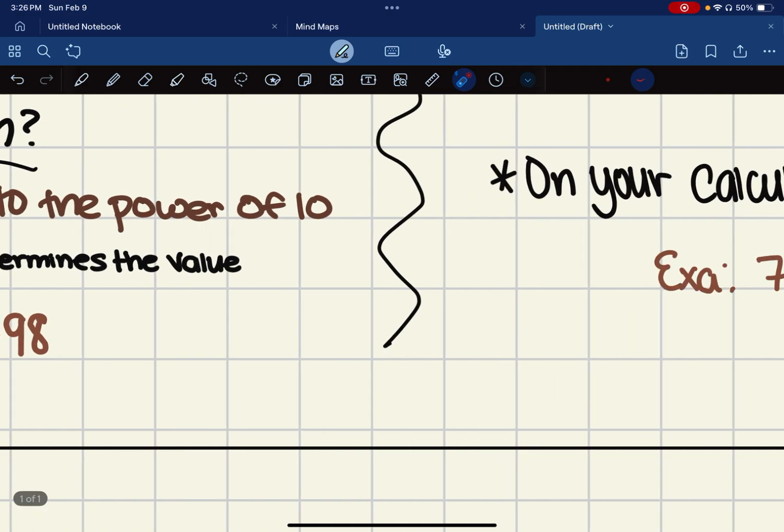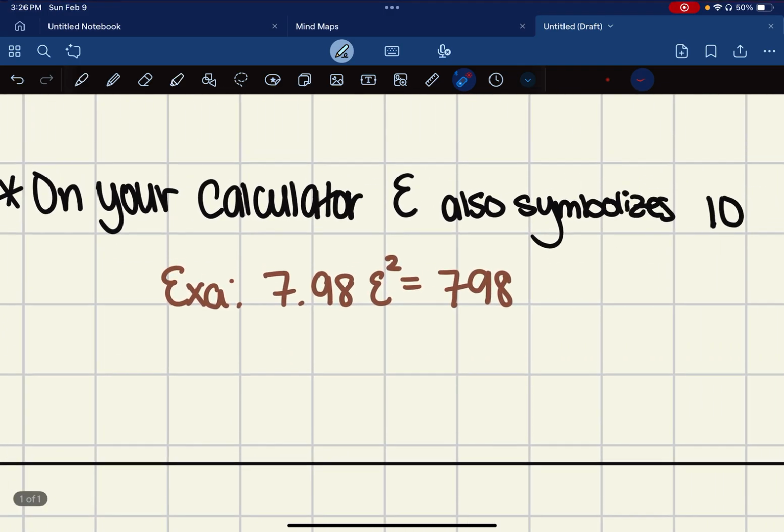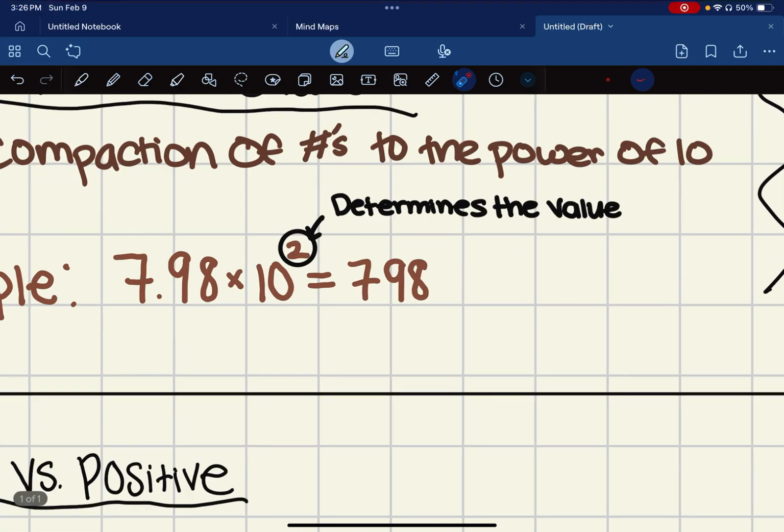Also, just a note, on your calculator you'll probably see it as a double E or just E. It also symbolizes 10, so this is equal to the same thing as that.